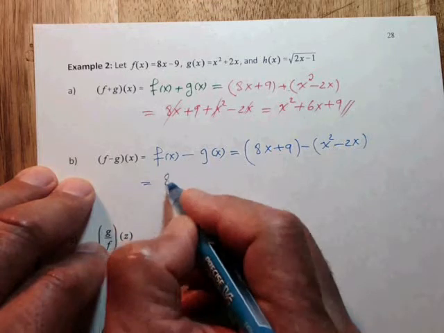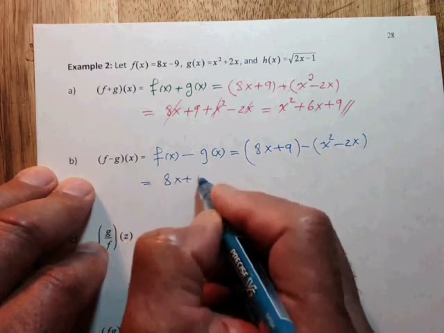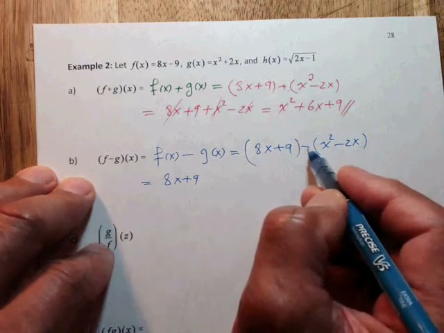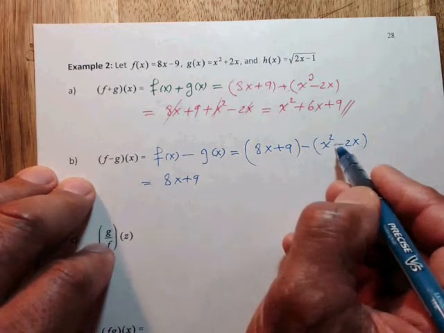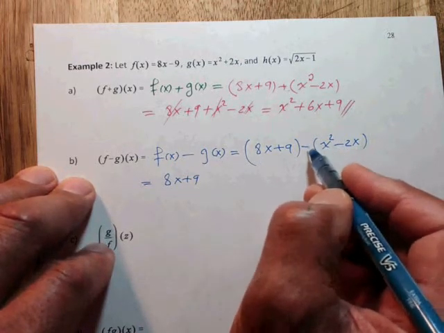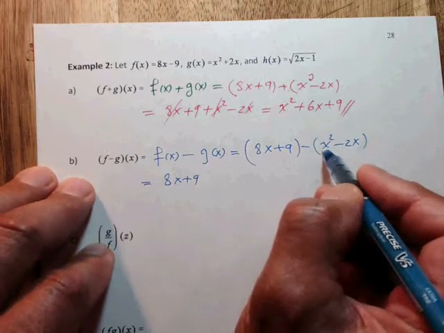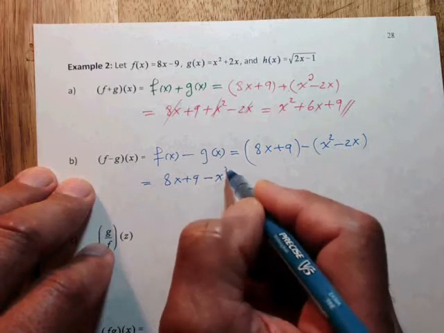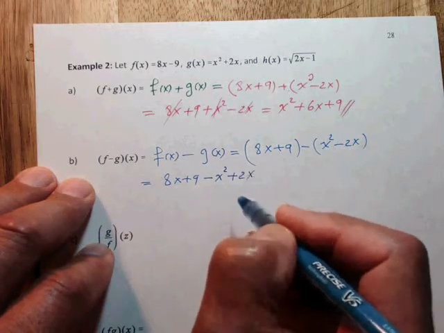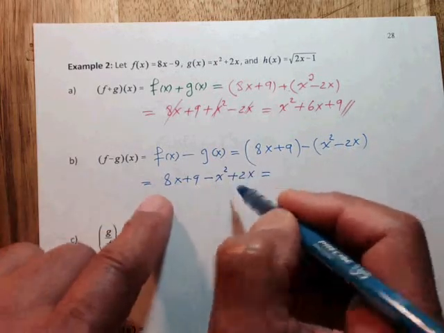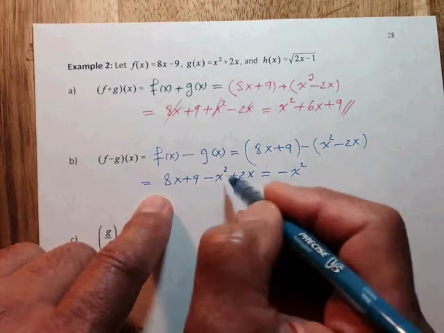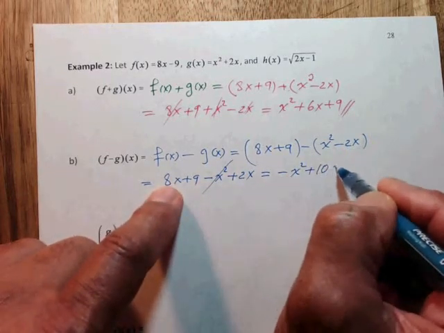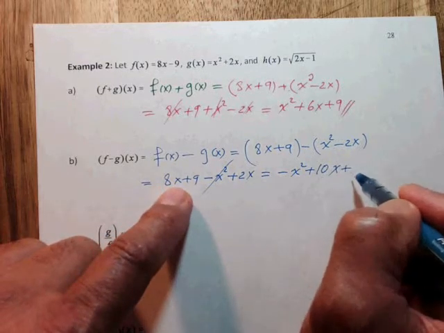Again, remove the parentheses. 8x plus 9, just leave it alone because you have plus outside, but here you have a negative outside of the parentheses. You can remove the parentheses but change the sign of everything inside. So we get minus x squared plus 2x. Again, start with your x squared, then 8x and 2x, you get 10x plus 9.